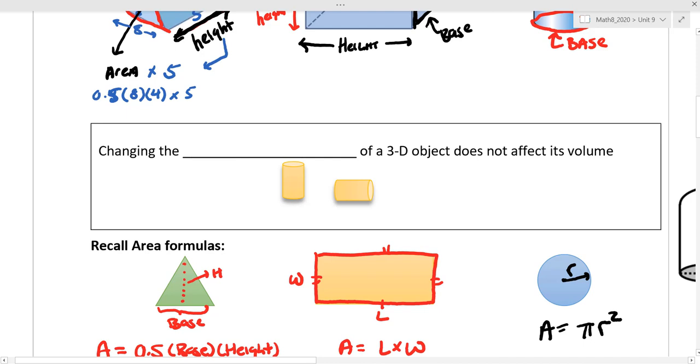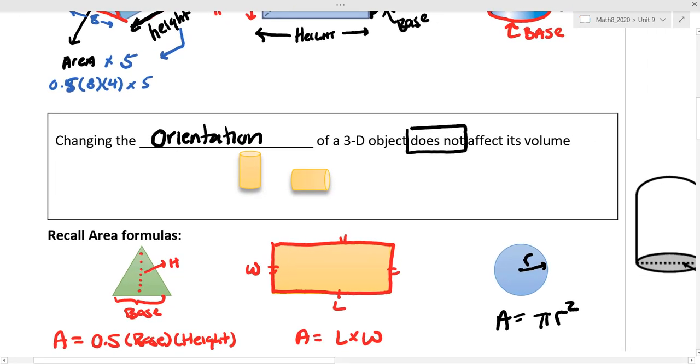Okay. So now, volume of an object doesn't change according to the orientation. It just stays. So changing the orientation does not affect the volume. So if it's a cylinder standing upright or laying on its side, the volume is still going to be the same. Right? So however we rotate in three-dimensional space, it does not affect the volume. Okay?